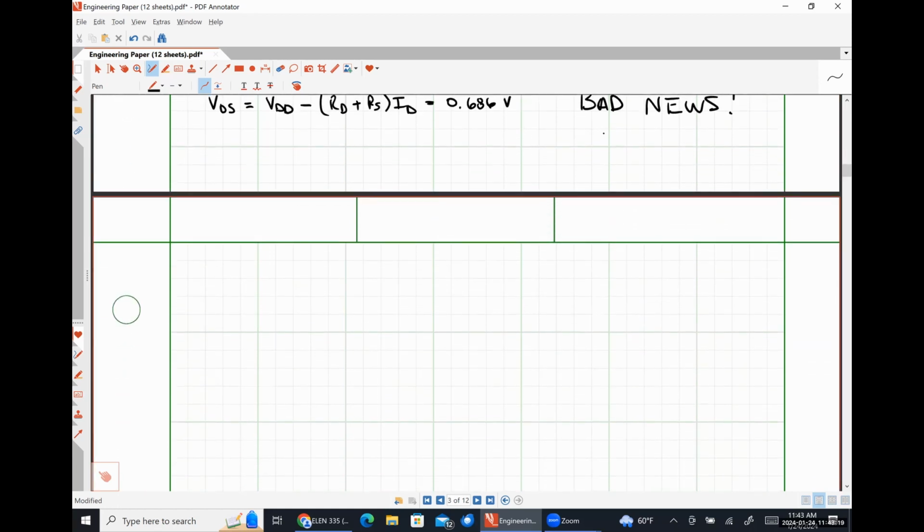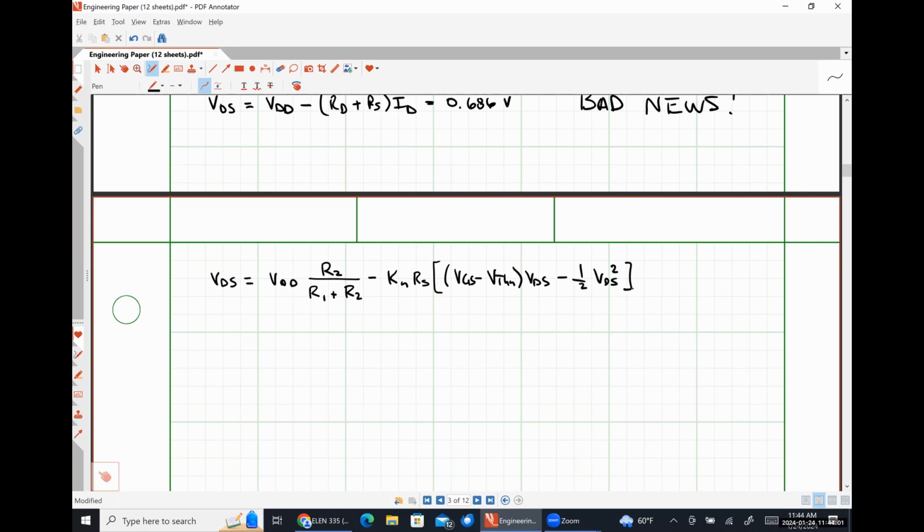So assuming triode operation, I've already given you the two equations that we set up our system with. Our first equation: VDS is equal to VDD times R2 over R1 plus R2, minus KN RS times VGS minus VTHN times VDS minus 1/2 VDS squared.